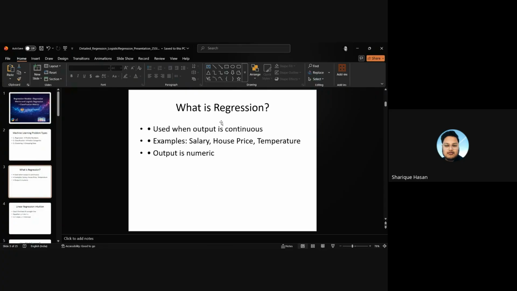Now, what is regression? Regression is used when the output is continuous. Examples: salary, house price, temperature. It should be numerical.